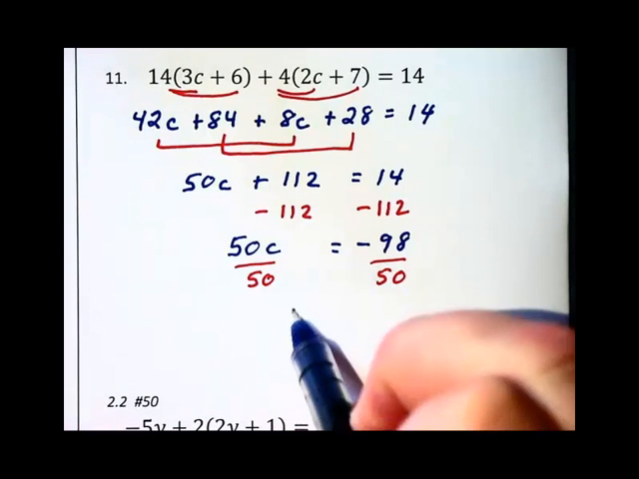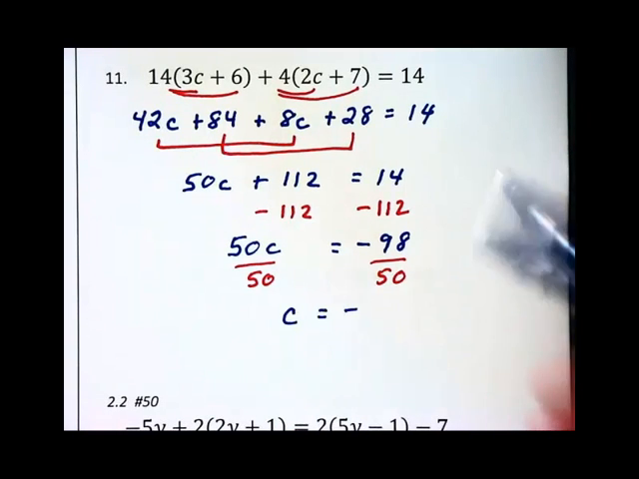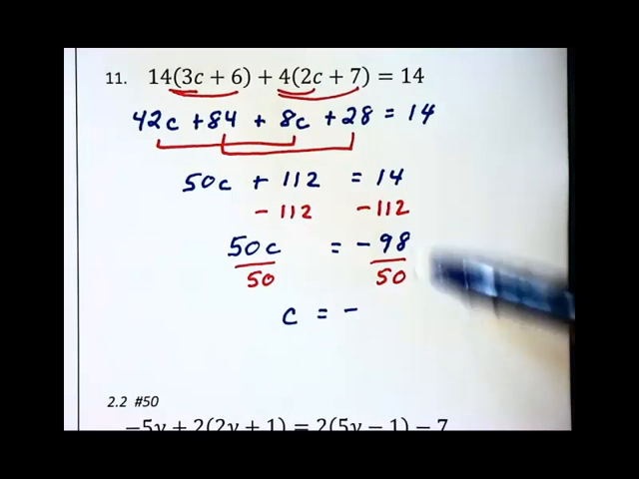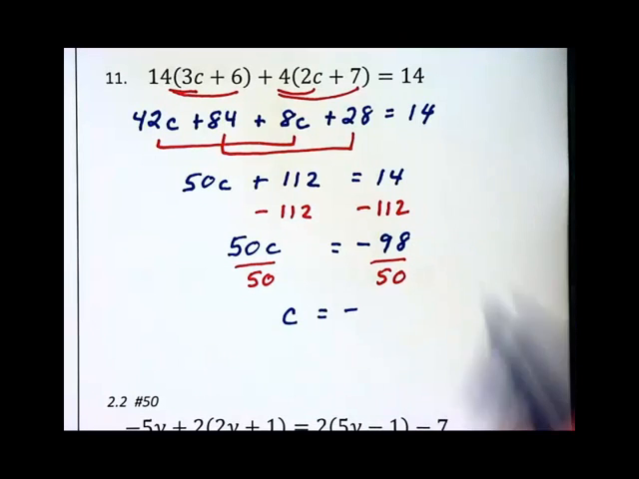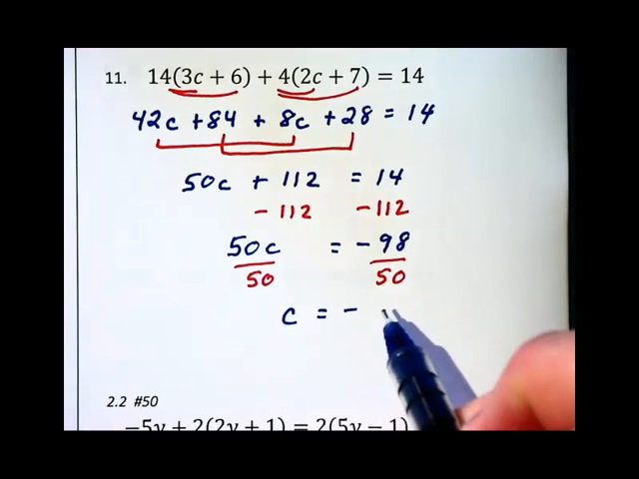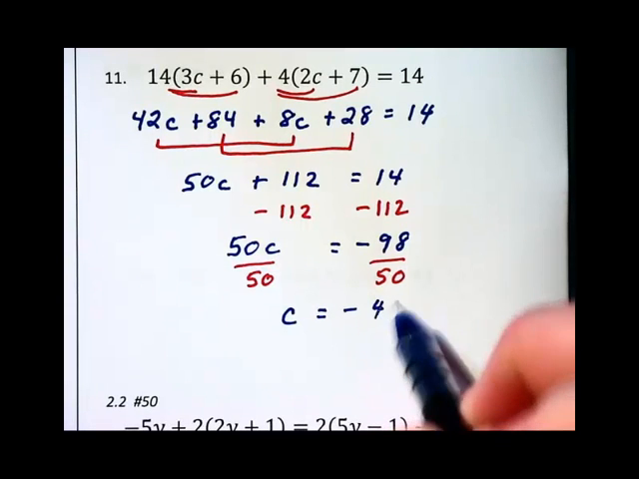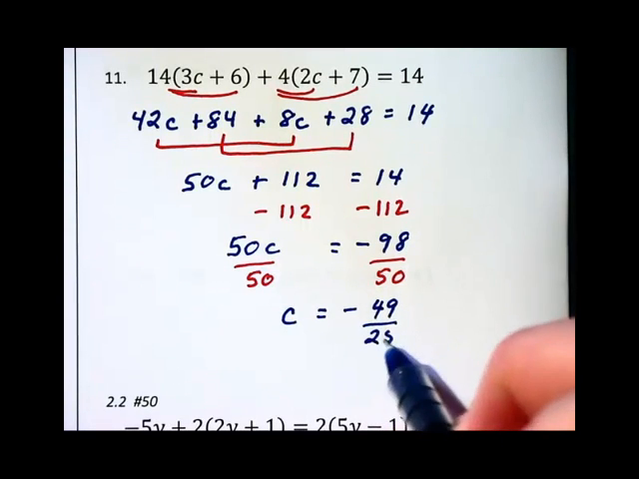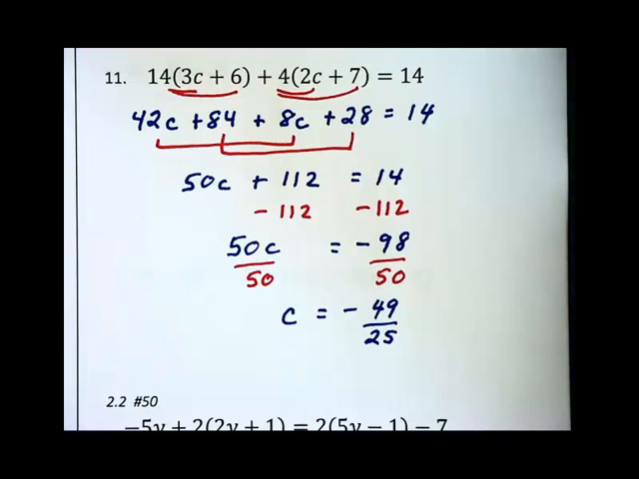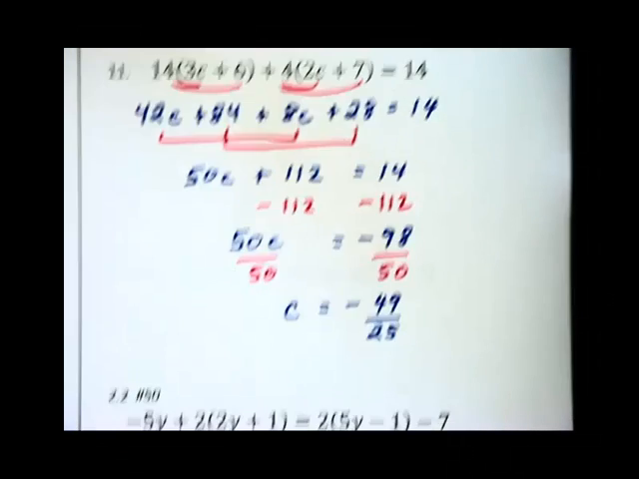C will then equal negative, and I notice both of these are even, so I'm going to reduce the fraction by dividing by 2 over 2, and we're going to have 49 over 25, which is the correct solution, and due to time constraints I'll have you check it on your own if you wish.